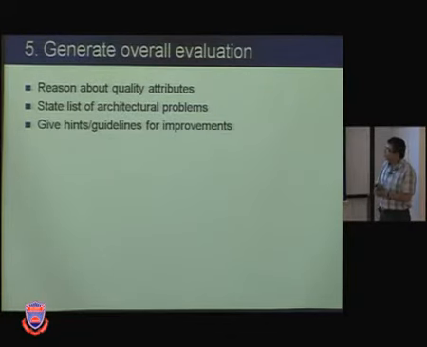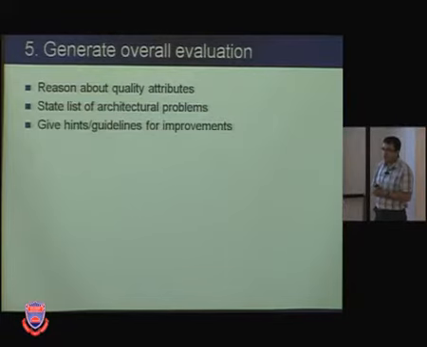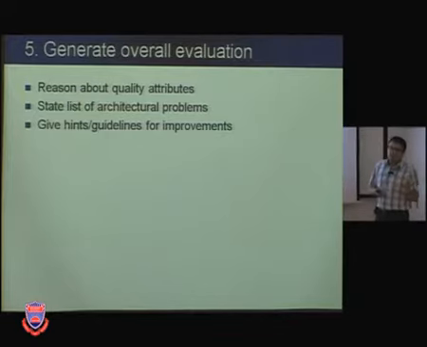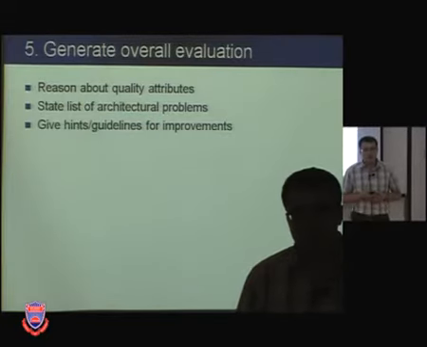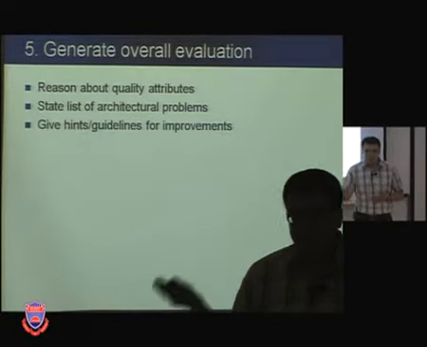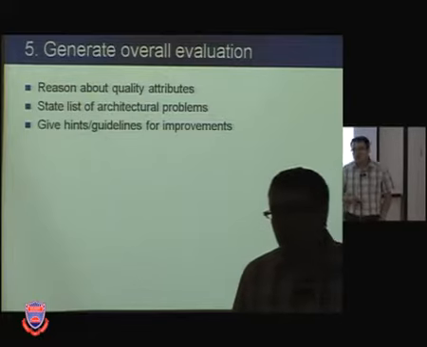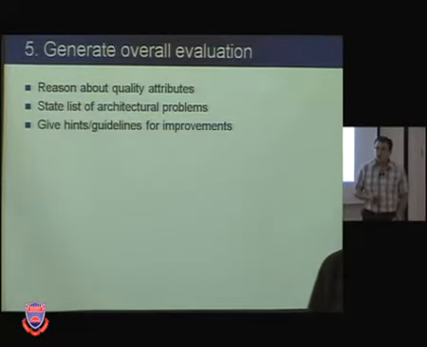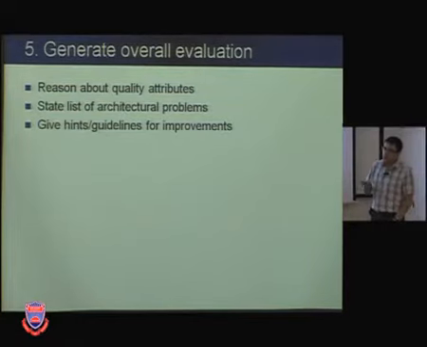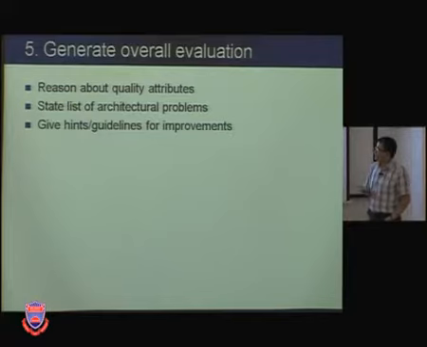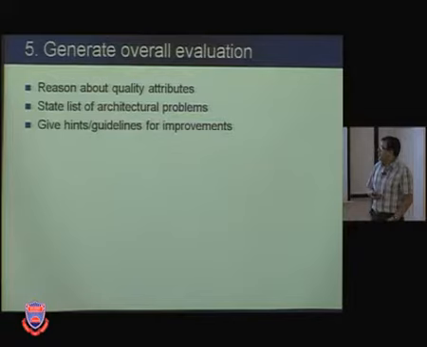Well, altogether, we generate the overall evaluation. So what does the evaluation consist of? You say this is the architecture, this is the stakeholders, we derive this set of scenarios, and you give the tabular representation. These components are central, they have the largest impact, the largest number of interacting scenarios, okay, etc. So you state the list of architecture problems.